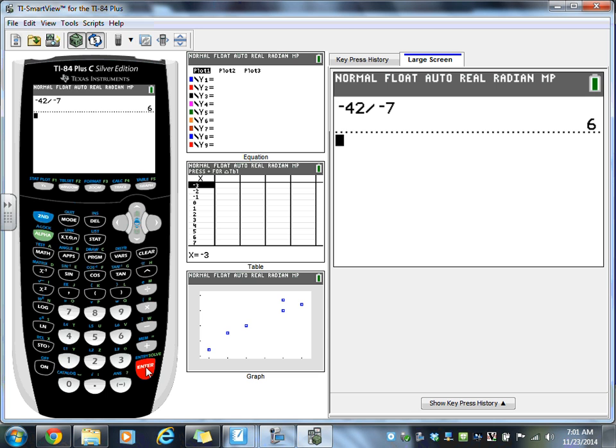Even though your divide key is the division sign that we're used to looking at, when it shows up on your calculator, it's just going to be a slash. But still meaning division.